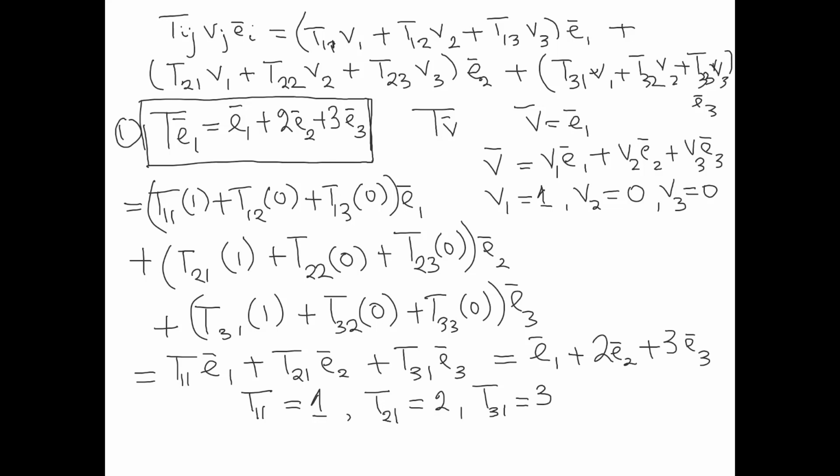So we've gotten 3 of the 9 components of the tensor. We've gotten T11, T21, T31. Is this clear? Should I pause again? If you have any questions, please post in the chat or you can raise your hands.